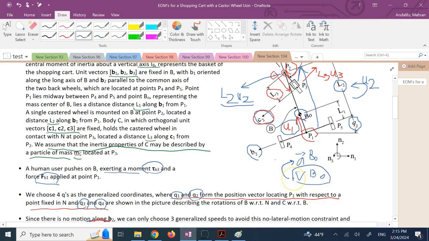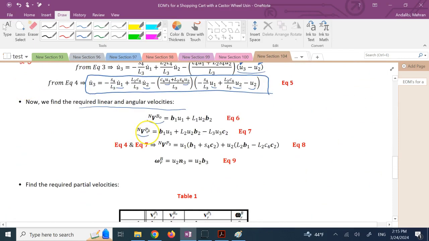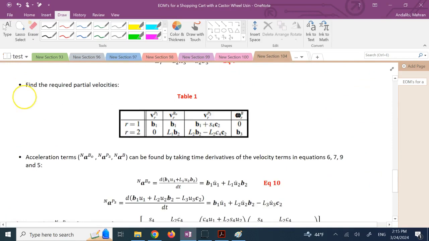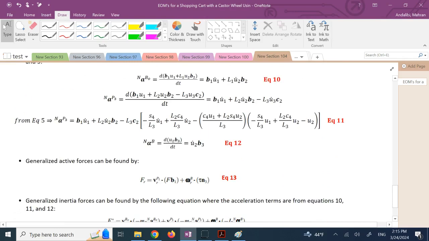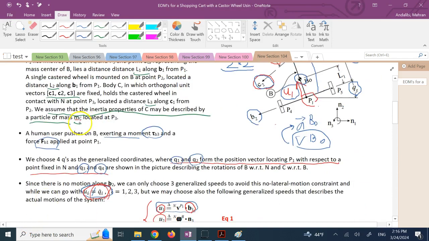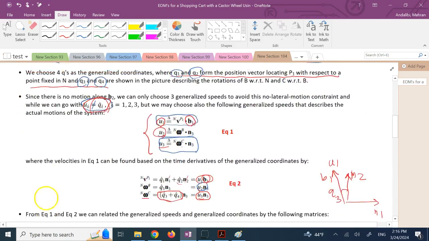The next term is P3. Why is P3 important? Because later on, one of the things we need is A of P3. Why is A of P3 needed? Because P3 has a mass to it, mass MC, at location P3. So the acceleration of P3 is important.